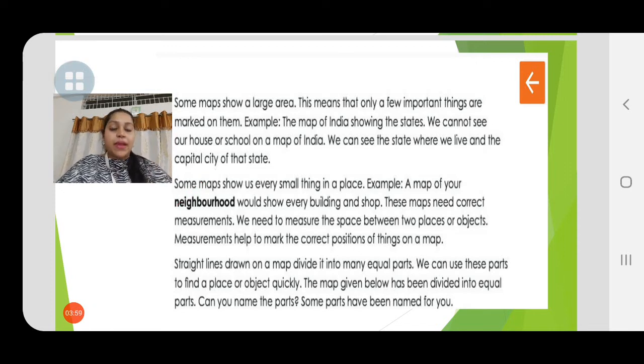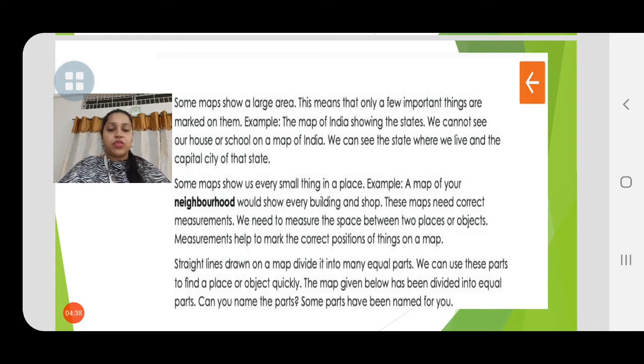So, children, the maps which show small areas, like the map showing your neighborhood, your school, or a map of your nearby market, cover small areas, and every detail is shown there. So there's a difference between maps of large areas and maps of small areas. In maps of large areas, every detail is not shown, but in maps of small areas, every detail is shown, and the distance between the places also has to be the same.